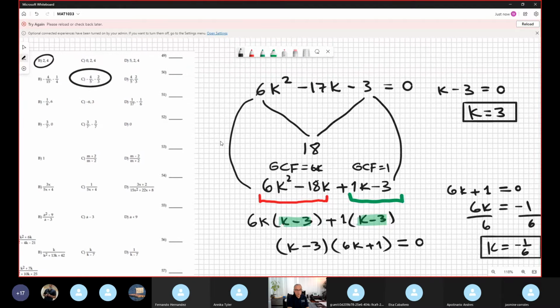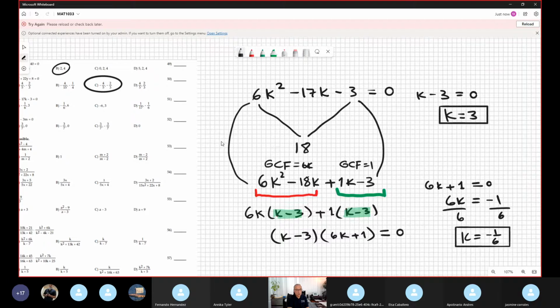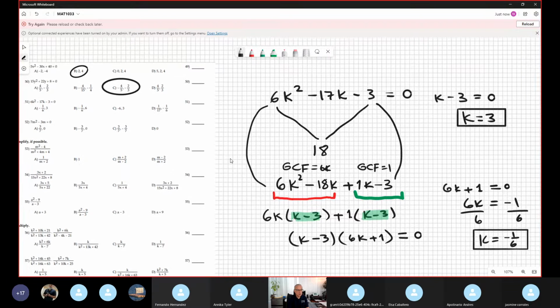The factorization is positive 3 and negative 1 over 6. What is the first? It is option A. That one.